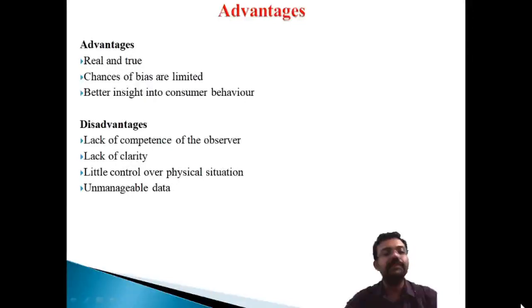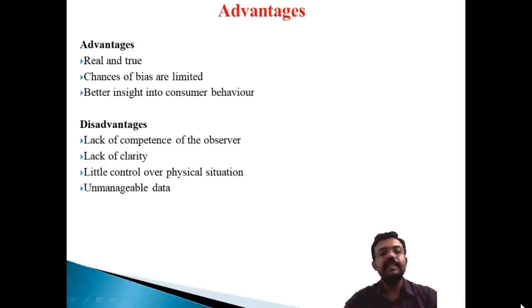From a limitation point of view, the first one is the lack of competency of the observer. The success of the observation purely depends upon the quality or competency of the observer. Sometimes the observers are incompetent, and this will adversely affect the observation process. So the first limitation is the lack of competency of the observers. And second one is the lack of clarity of the information. Sometimes the observers collect information without clarity, and this will negatively influence the study.